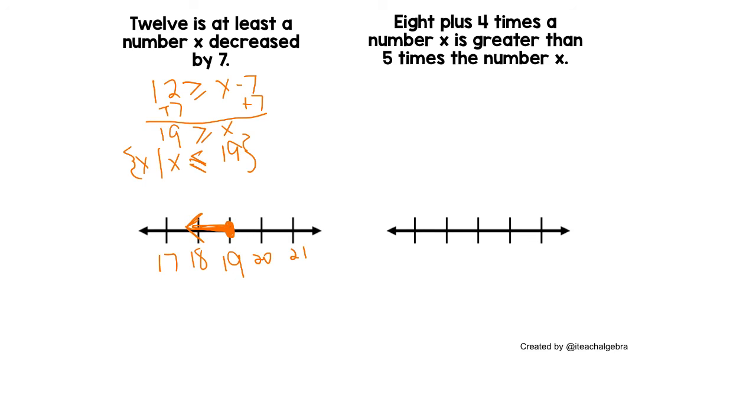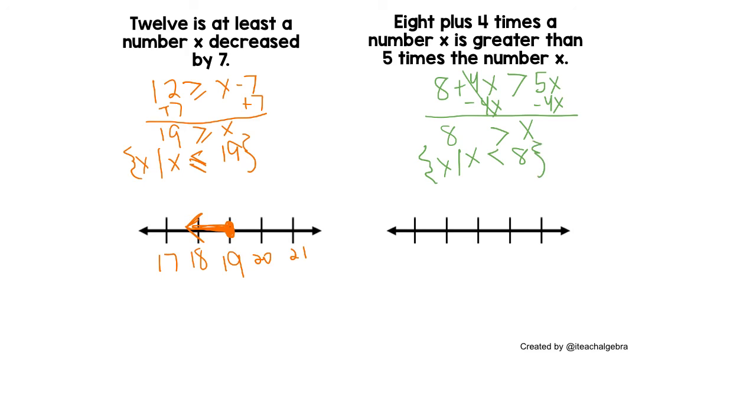Last but not least, 8 plus 4 times the number x is greater than 5 times the number x. We want to get the x's together, so we'll subtract 4x from each side. 8 is greater than x. We got to flip it around. x and 8 trade spots. The point is pointing towards x, so it has to stay that way. Oh, that's the ugliest bracket ever. I apologize. Fill out our number line. There's no equals in this one, so it's an empty circle, and it's going towards the left.